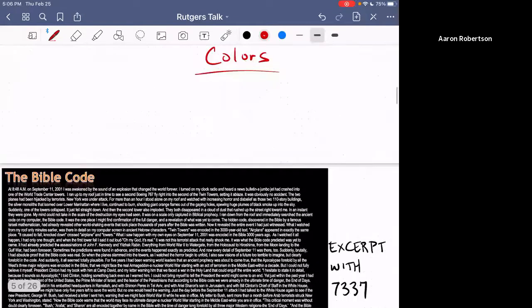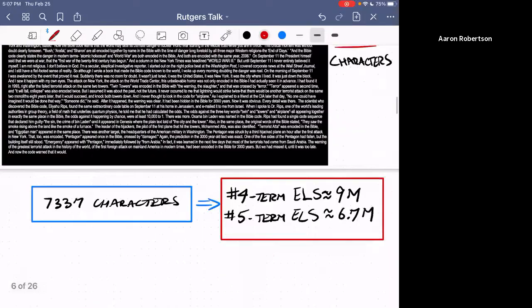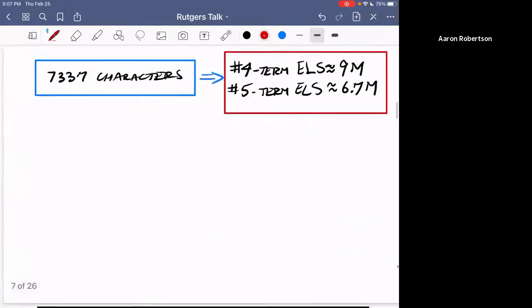Okay, so here is, no need to read this, but this is an excerpt, not from the Bible, but from the Bible Code. So this is a page from the Bible Code, and I didn't count, but I put it into Word, and there are 7,337 letters. So get rid of the punctuation and everything. I've got that many characters.